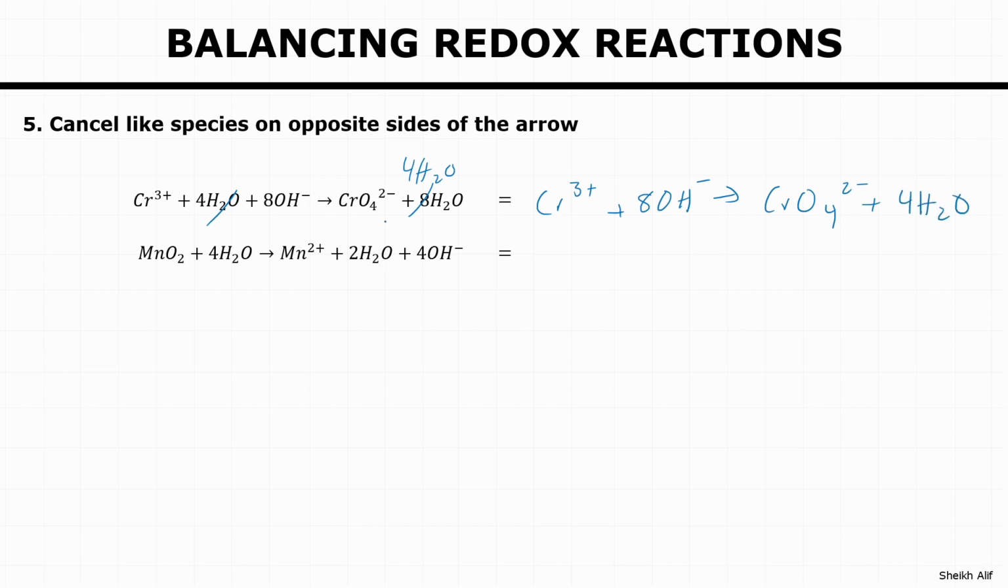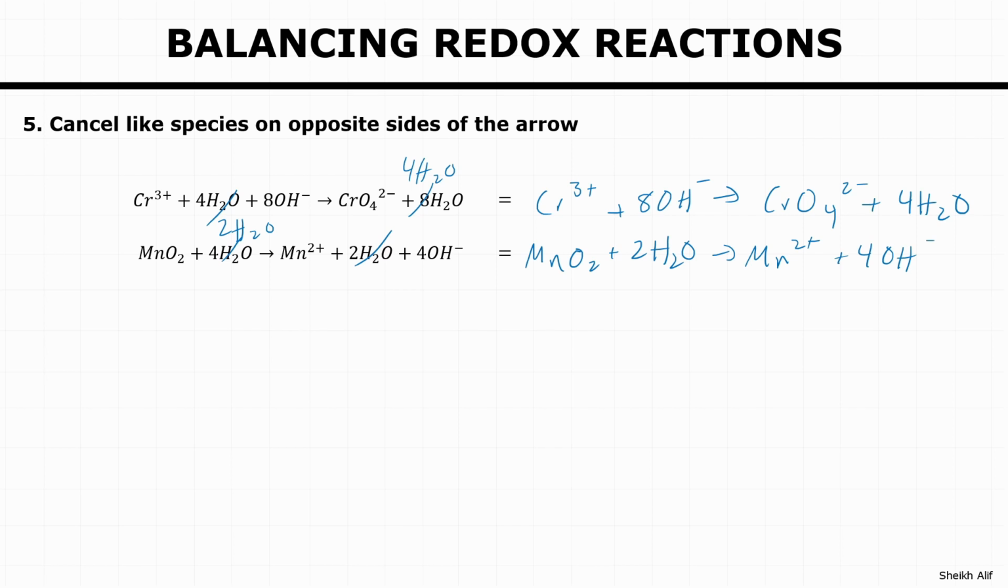And let's do the same for the second half reaction. You have 4 waters on the left and 2 on the right, so we can just have 2 on the left. So you have manganese oxide with 2 waters producing your manganese ion and then 4 hydroxides. And those are your like species canceled. And what we've effectively done is we've balanced all the elements. That's only half of the story.